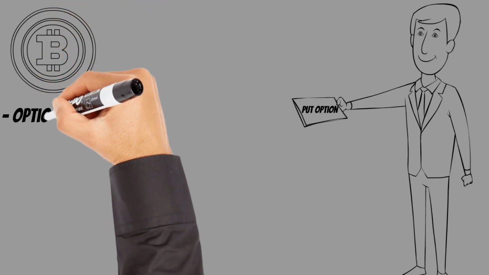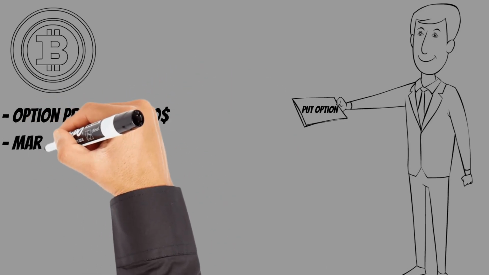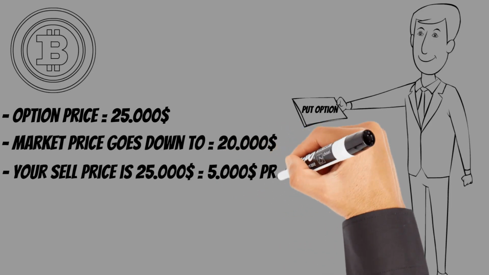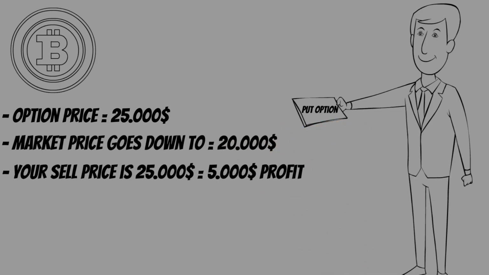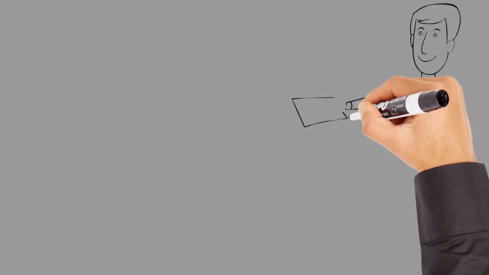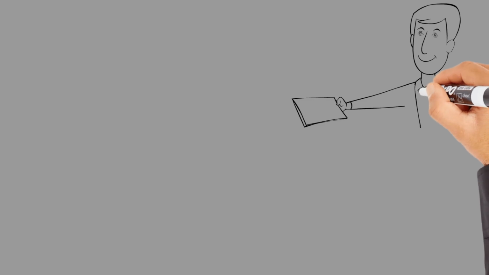If the Bitcoin price drops, you have the right to sell at the strike price specified in the put option contract, regardless of the actual market price. This can help limit your losses and provide a form of financial protection. For example, let's say you buy a put option on Ethereum with a strike price of $2,000 and an expiration date of 30 days.